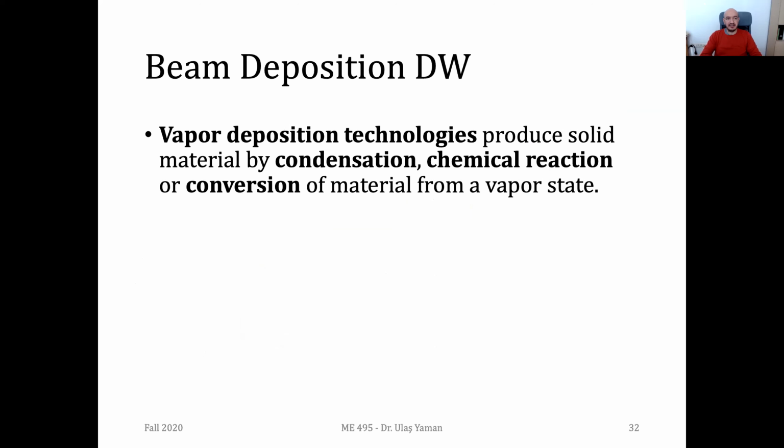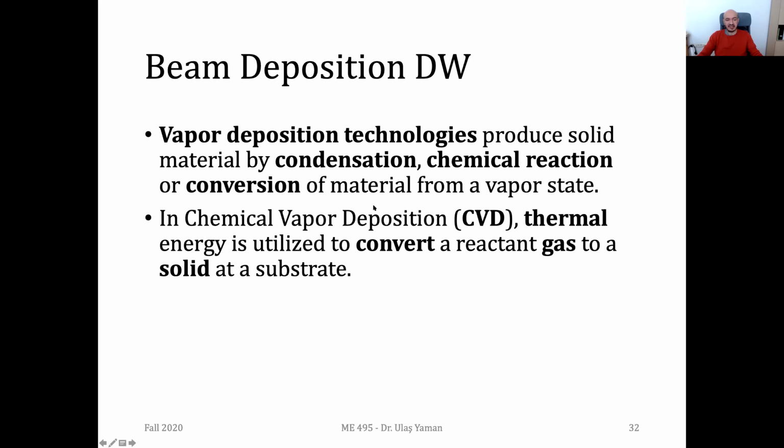So now let's switch to another direct write technology. I think this should be the fourth one. Beam deposition, direct write technology. Not complicated. In this one, we are using actually vapor deposition. And then how do we obtain this vapor deposition? We have condensation or some chemical reactions. So we need to use these methods to convert the material from a vapor state.